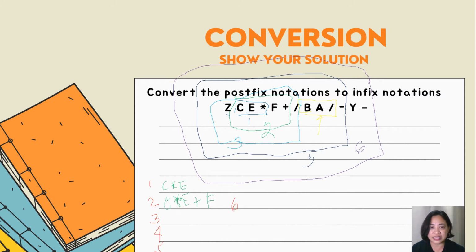So, third expression is Z, expression 2, and divide. Okay? So, divide. Nasa kaliwa yung Z. So, sulat natin yung Z. And then, second expression natin, copy lang natin yun. Okay? At tapos, ang operator natin ay divide. So, divide, copy natin yung C times E plus F.